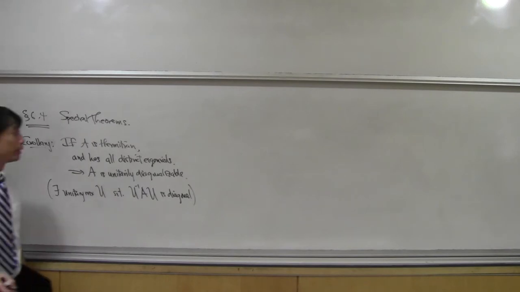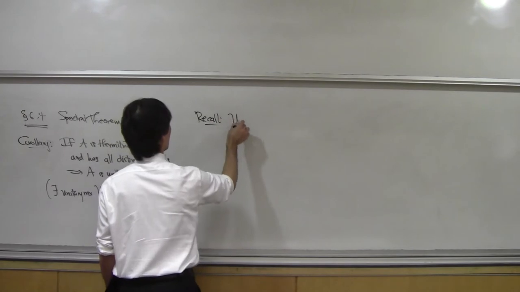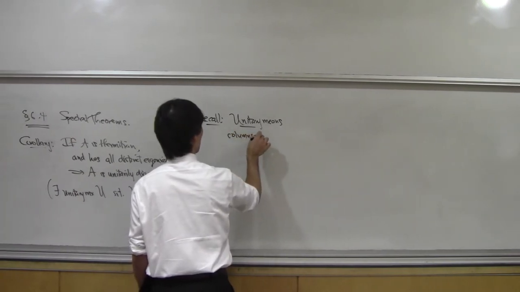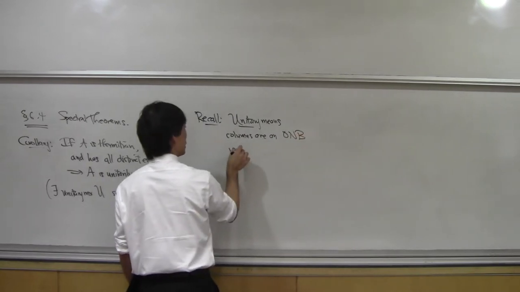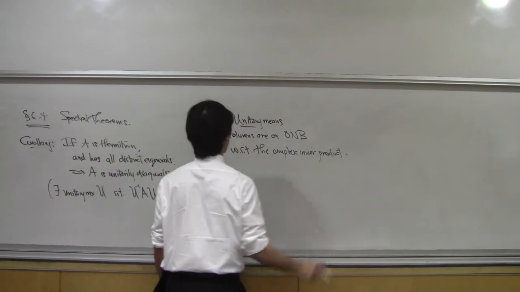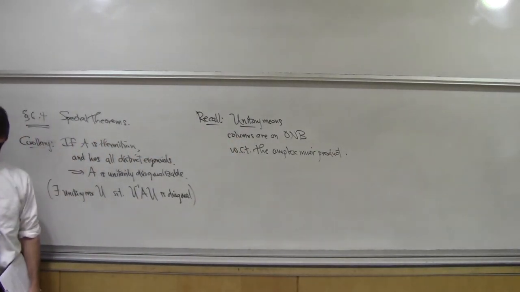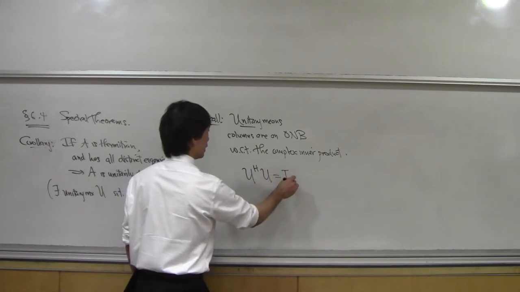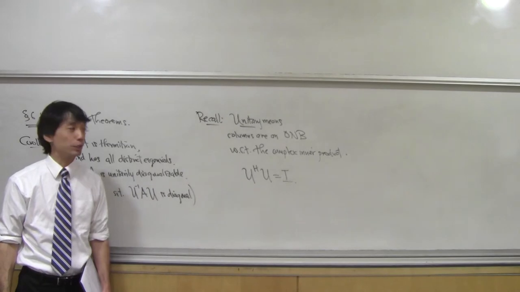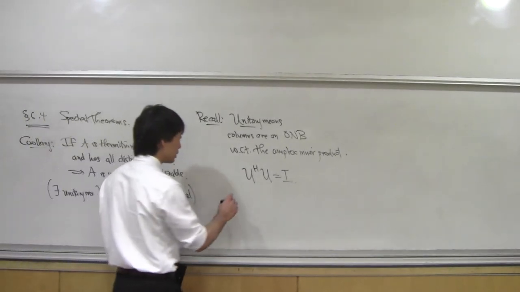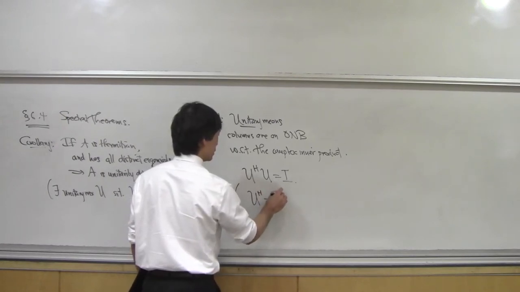Okay. And remember what unitary means. Unitary means that the columns are an orthonormal basis with respect to the complex inner product. What this means is that U conjugate transpose U is the identity matrix. In other words, U conjugate transpose is U inverse.